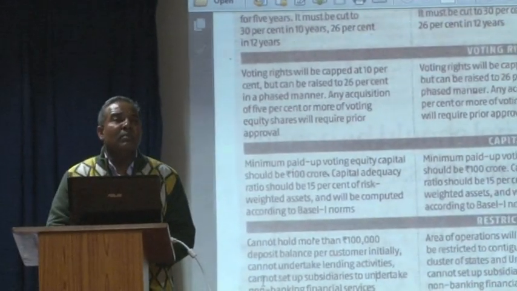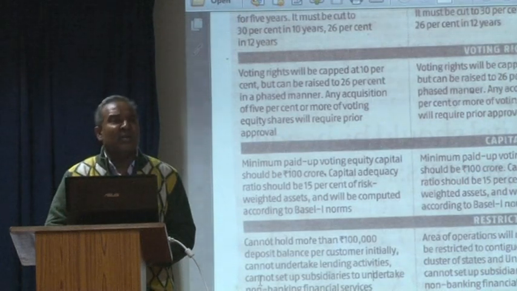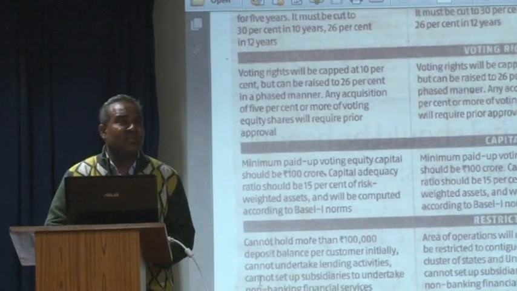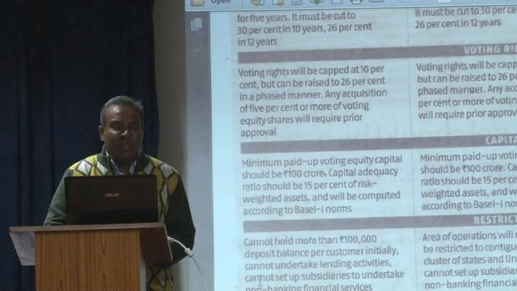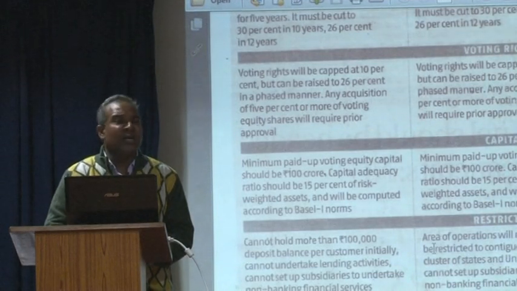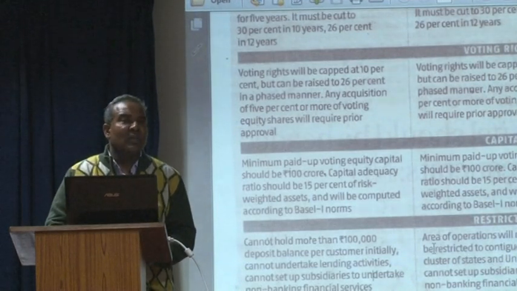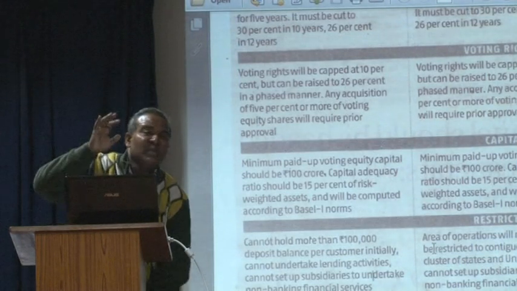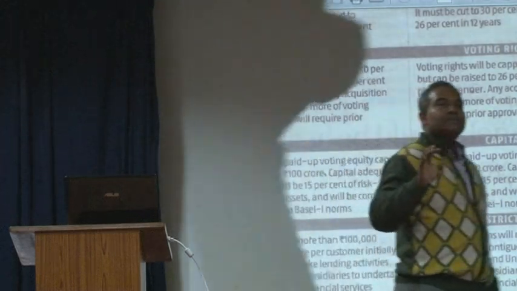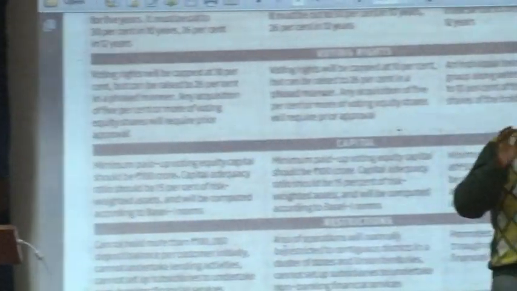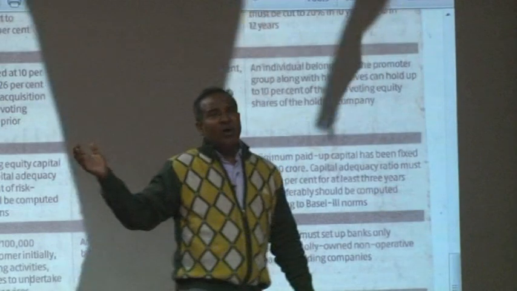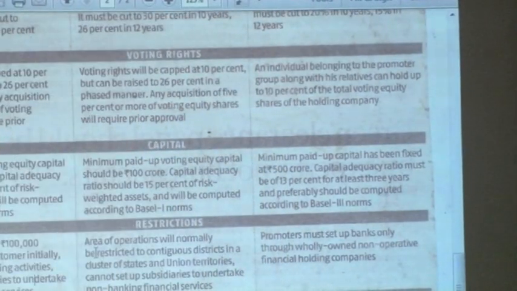These are for the urban areas? No, this is not given as urban or rural. They are not specified. RBI has not written urban or rural. These will be full-fledged banks. Just a minute, they don't have to follow the same CRR and everything? No, norms for them are different. I am coming to that.